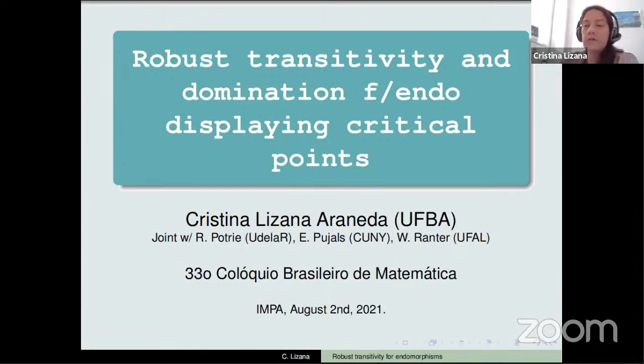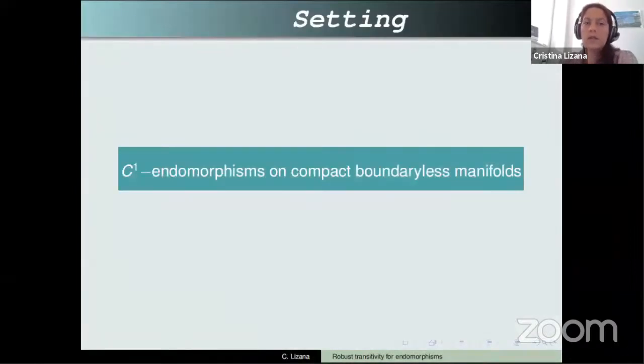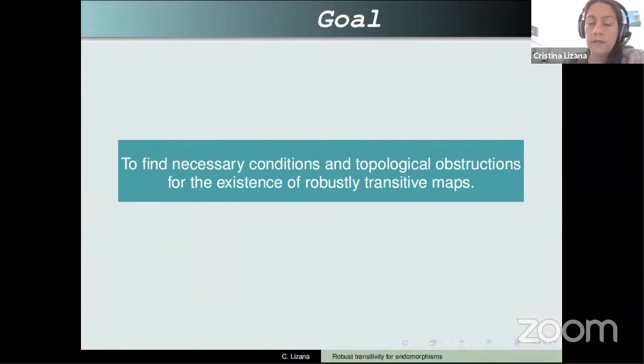So I'm going to talk about robust transitivity for endomorphisms. So we are going to work with C1 endomorphisms in compact boundaryless manifolds. And our goal is to find necessary conditions and topological obstructions for the existence of robustly transitive maps. So let me define some notions we are using here.